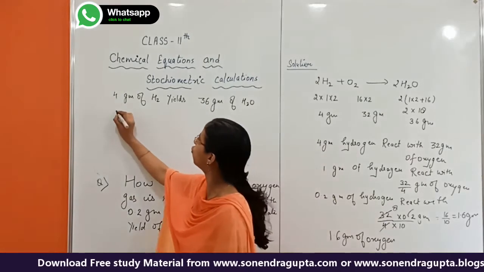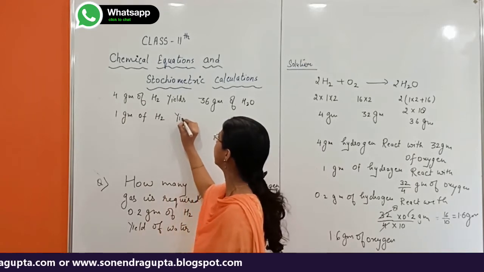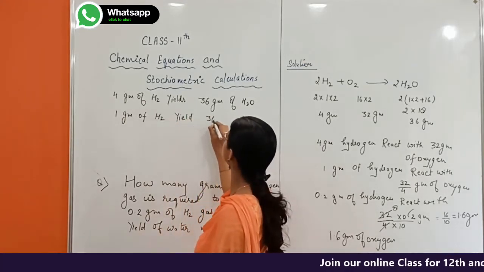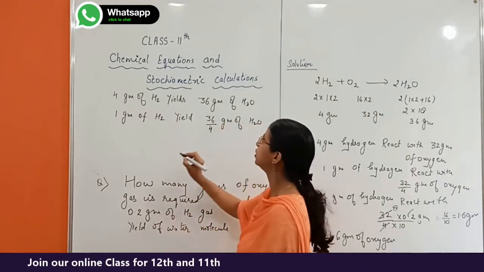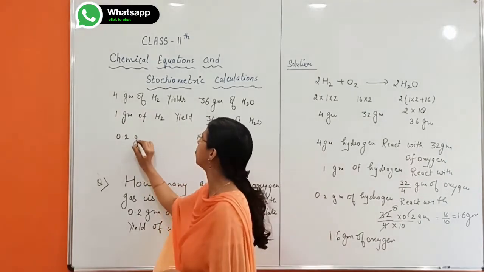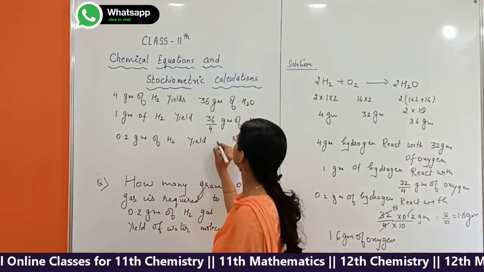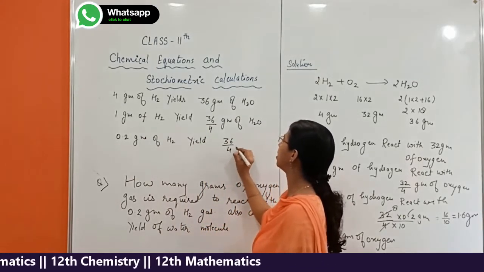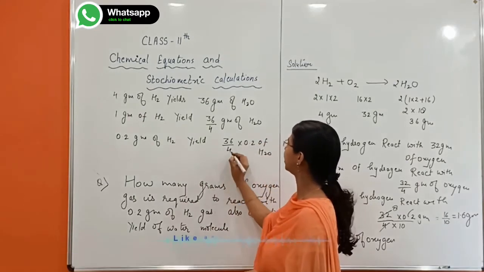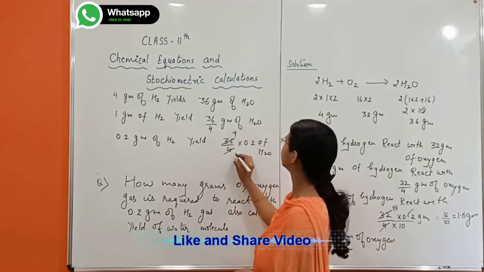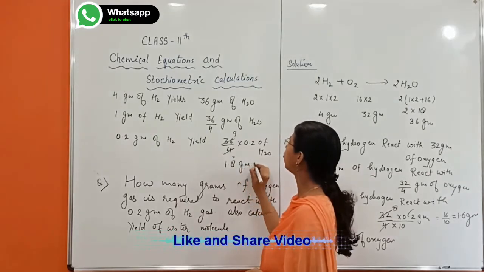Okay, so 1 gram of hydrogen yields 36 by 4 gram of H2O. Then 0.2 gram of H2 yields 36 by 4 into 0.2 gram of water. So you can calculate this. 9 into 0.2, so it is 1.8 gram of water.